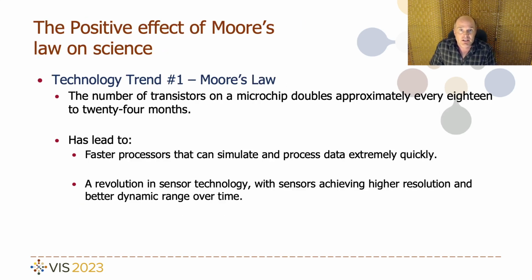So as we all know, Moore's Law has been just an amazing, phenomenal growth in the number of transistors on a microchip. It has continuously doubled approximately every 18 to 24 months. And from a science perspective, this has led to faster processors that can help us do scientific simulation and process data extremely quickly, as well as a revolution in sensor technology with sensors achieving high resolution and better dynamic range over time.